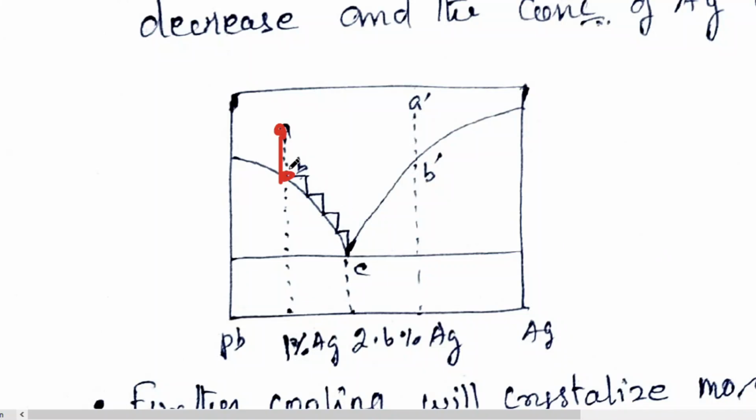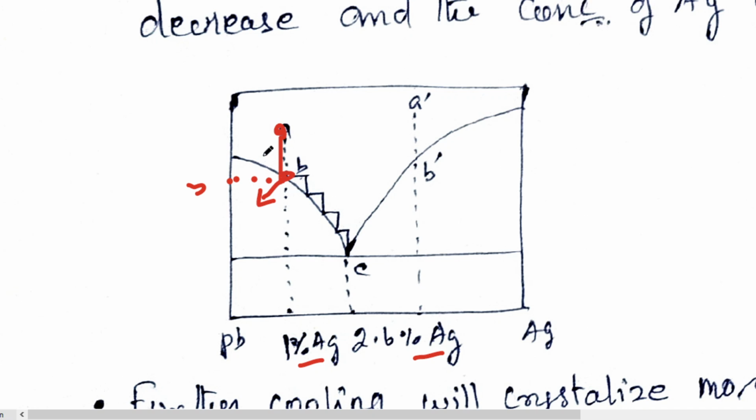You can see what actually happens. It is a mixture of silver and lead. When this mixture reaches this point, that means below 371, some temperature, consider maybe 369 something. If that temperature is reached, what will happen? Lead will start to crystallize.